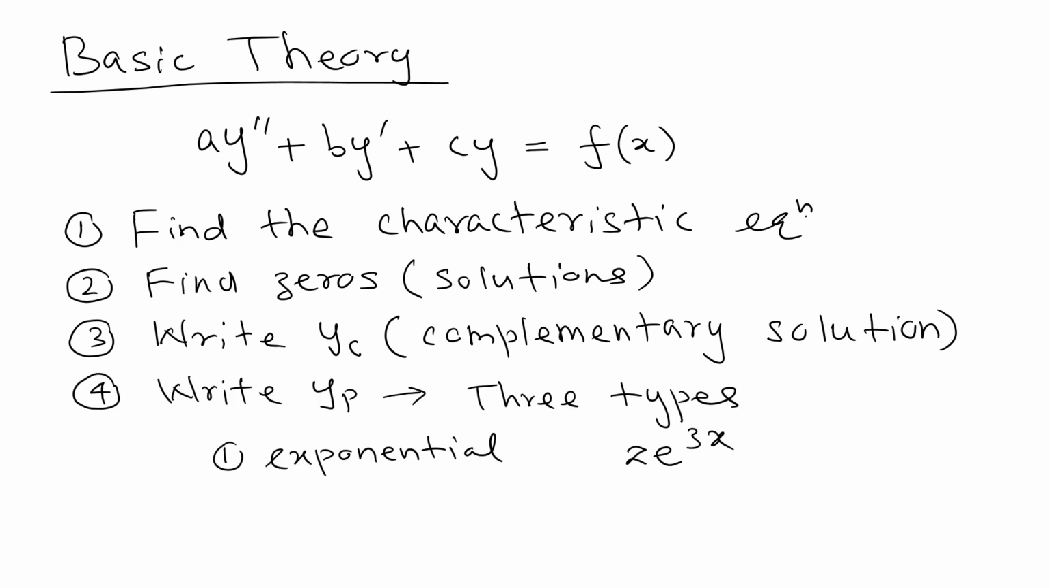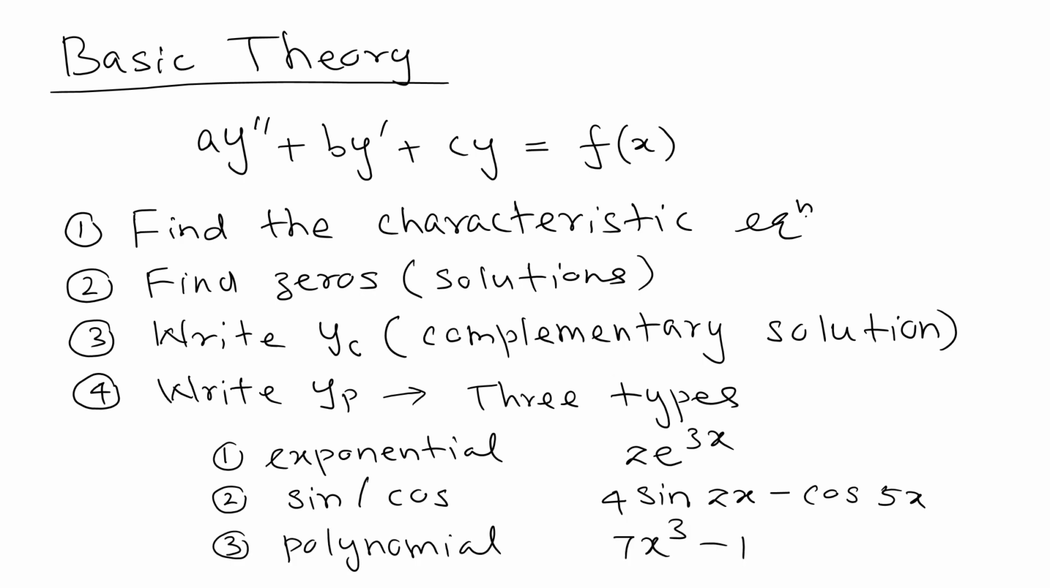The fourth step, we're going to guess. We're going to write YP. We can only do 3 types using this technique. The first type is that f(x) can be an exponential function. The second type is that f(x) can be sine or cosine, something like 4 sine 2x minus cosine 5x. And the third one is the polynomial type. Those are the only 3 types that you can solve using the undetermined coefficient method.